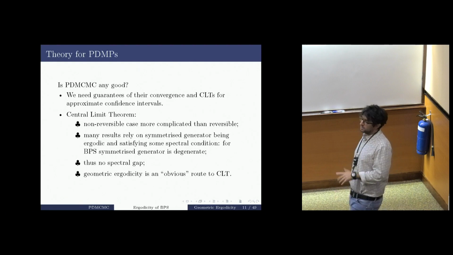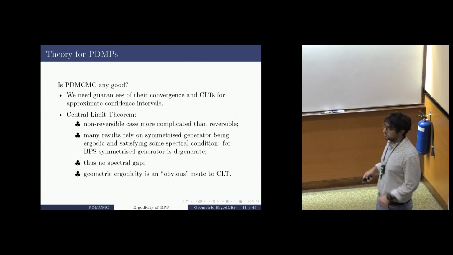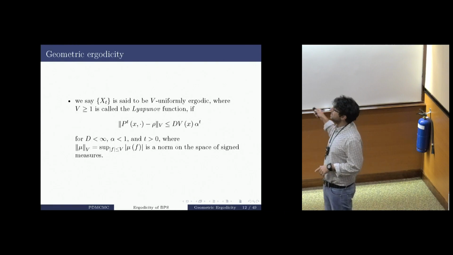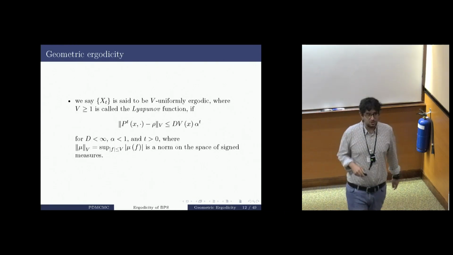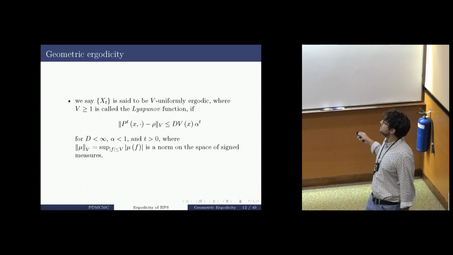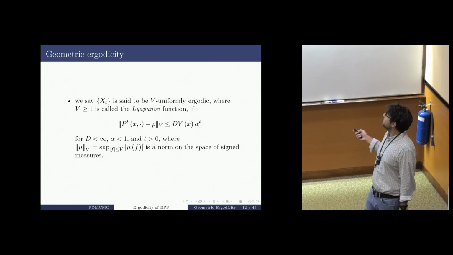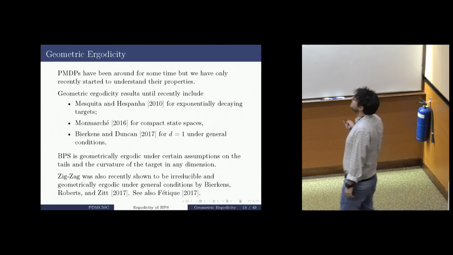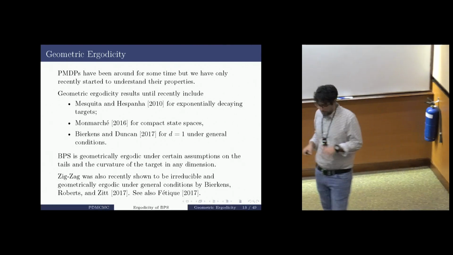So if you want to get a CLT, then the first thing you could do would be to use geometric ergodicity of the Meyn and Tweedie flavor. Okay, so you just need a Lyapunov function and a minorization condition. So that was the first result I wanted to mention. So PDMPs were a little bit fiddly.